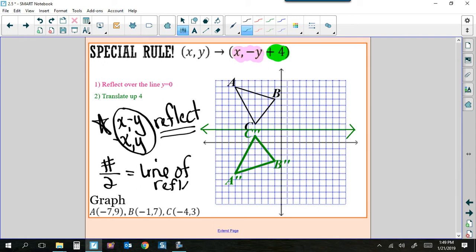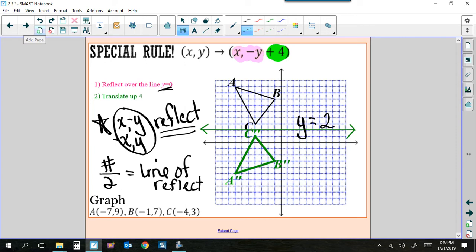So in this case, what is 4 divided by 2? It's 2. So then remember, x, negative y is reflecting over y equals 0. So this is y equals 2. So there's your little trick.